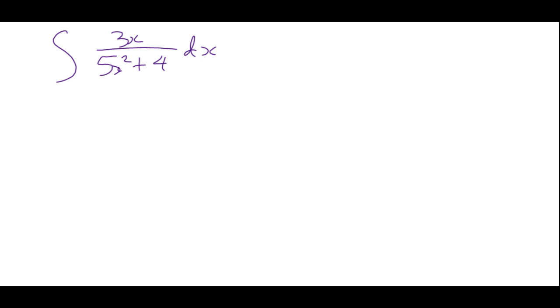Okay, what's u? Five x squared plus 4, right? Because then du is going to be 10x. We got a 3x. We just have to make the 3x into a 10x. We could do that by multiplying by a constant.